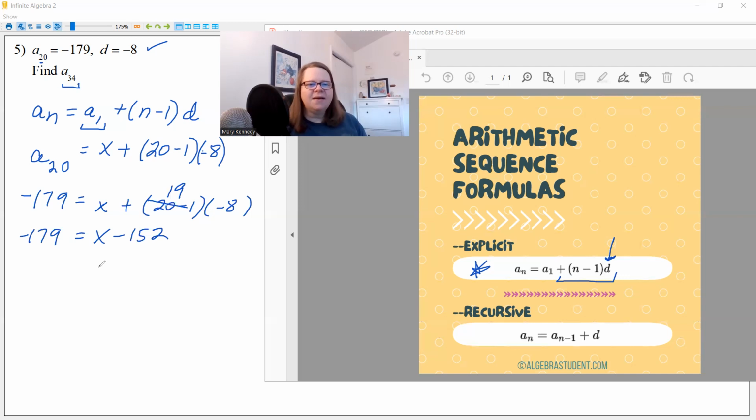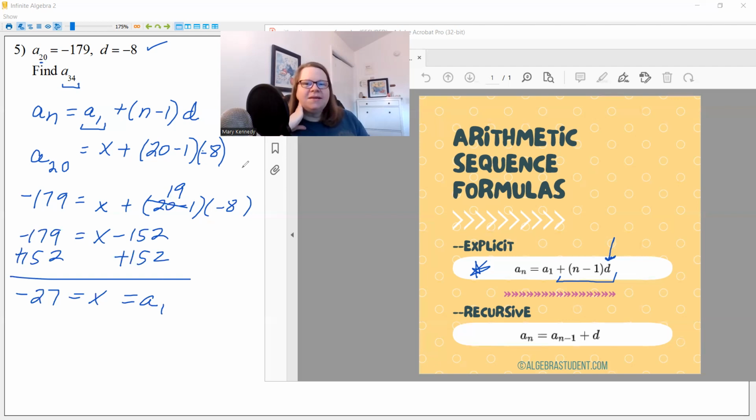Now I'm solving for x, so I need to add 152 to both sides. And I'm going to get a negative because negative 179 is bigger. Let's see what we get for that. 27. And it is negative. Okay, so we find that our first term is negative 27. I'm going to put equals a sub 1 so that I'm reminded of what x equals and what it means in this situation.